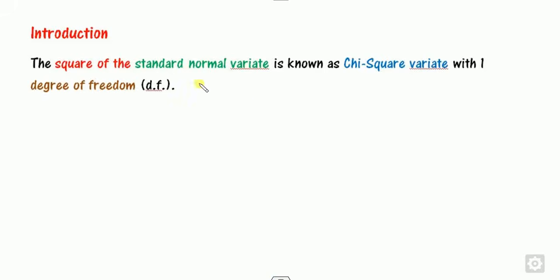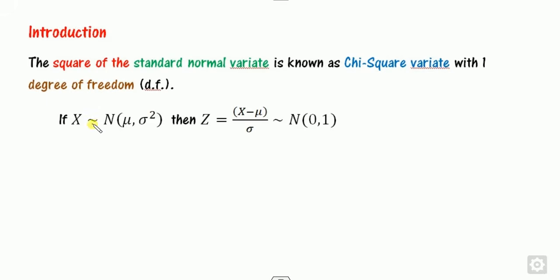So what is the basic introduction to the chi-square? Firstly, we need to understand what the chi-square variate is: the square of the standard normal variate. What is the meaning of the standard normal variate? All of you know that if x follows the normal distribution, where N represents the normal distribution, with mean mu and variance sigma square, then the quantity z, x minus mu by sigma, is called the standard normal variate. It always follows again the normal distribution with mean 0 and variance 1.